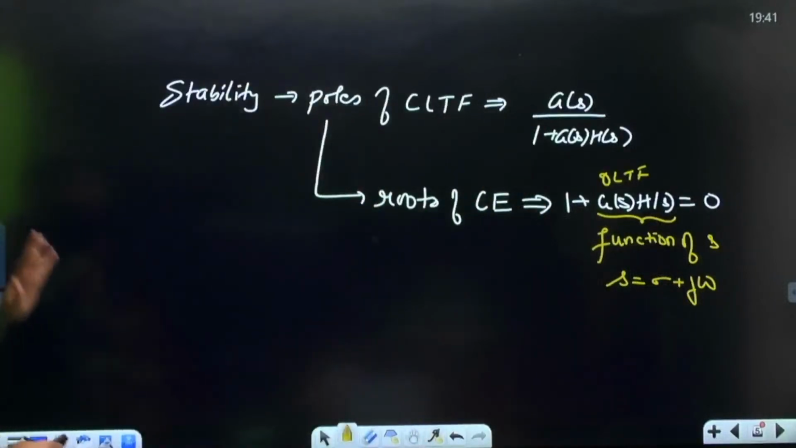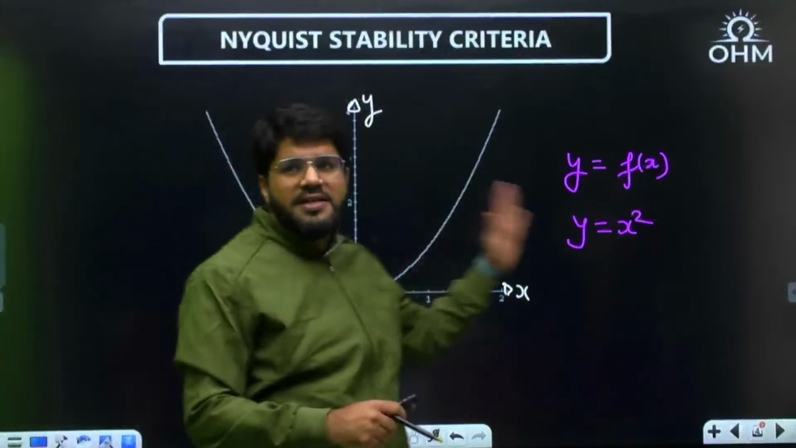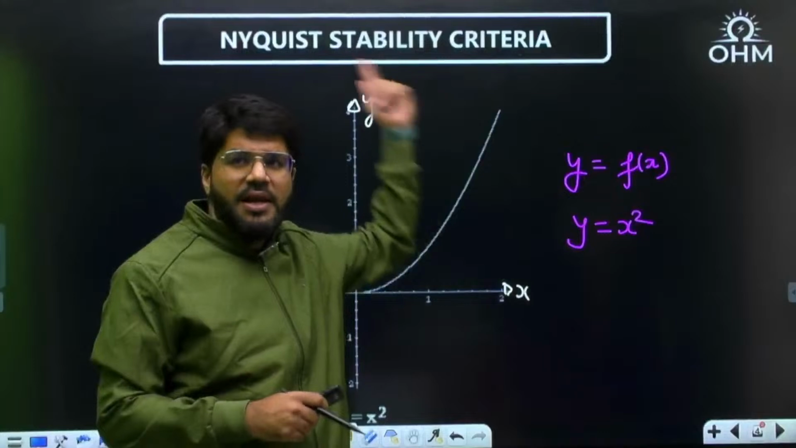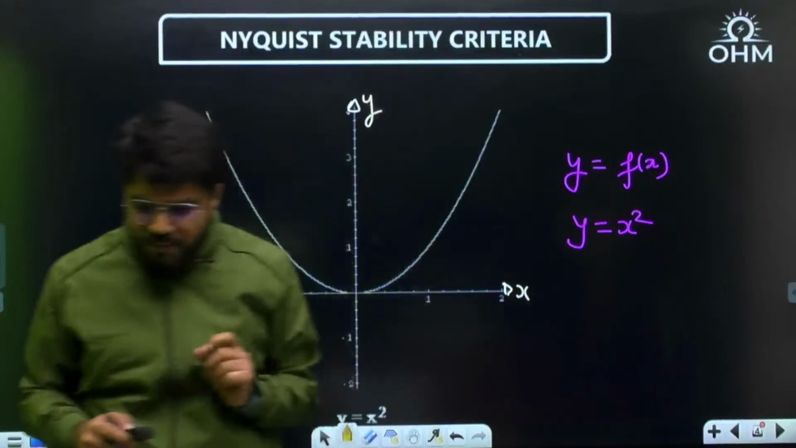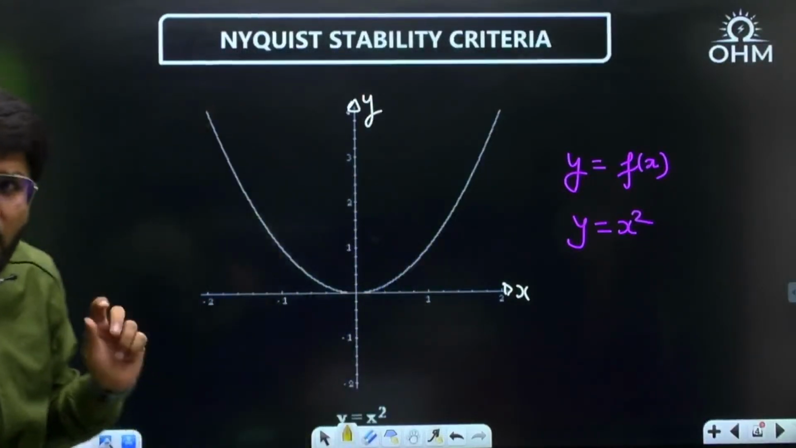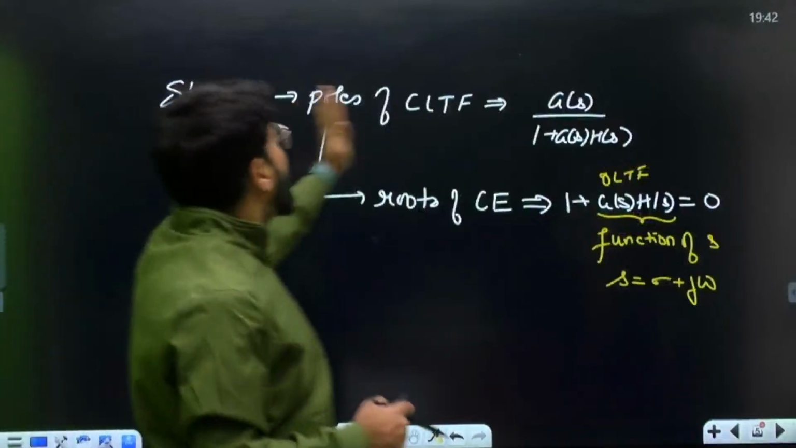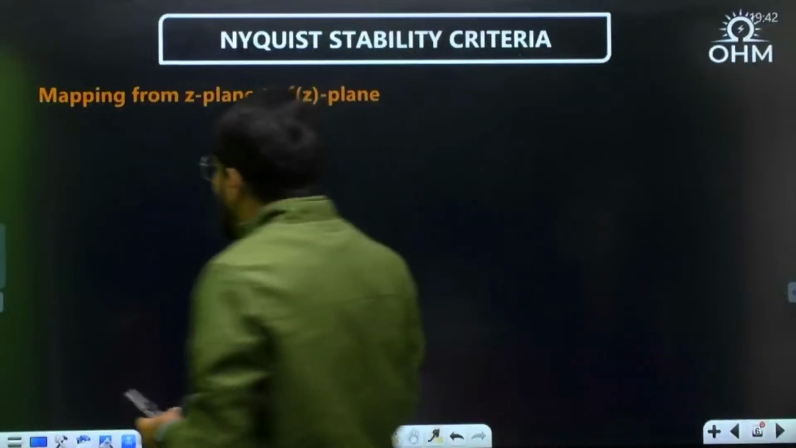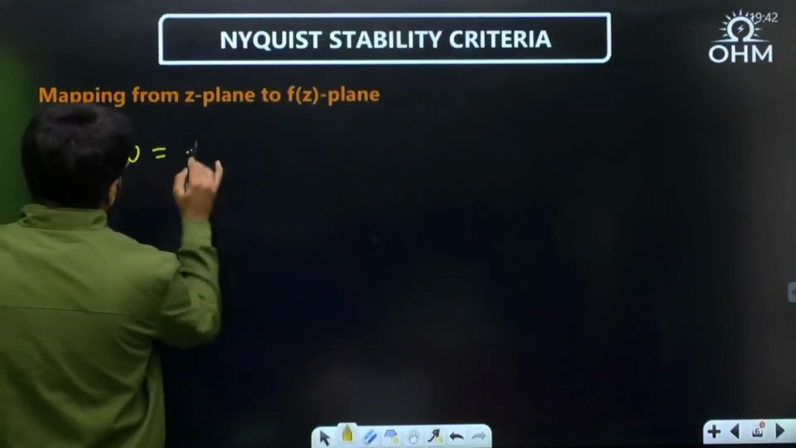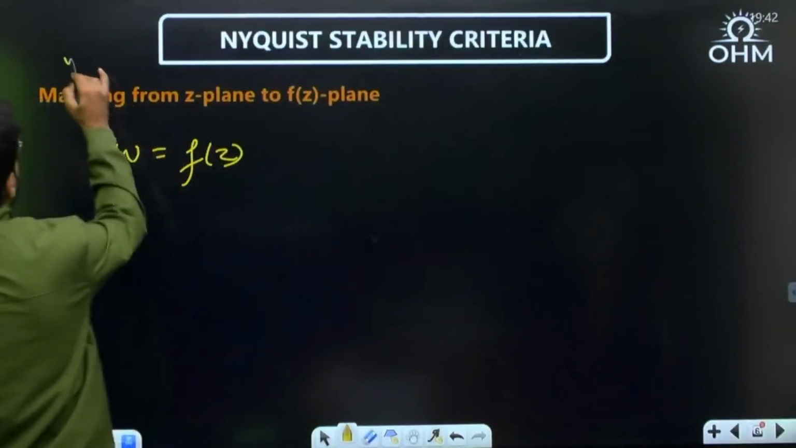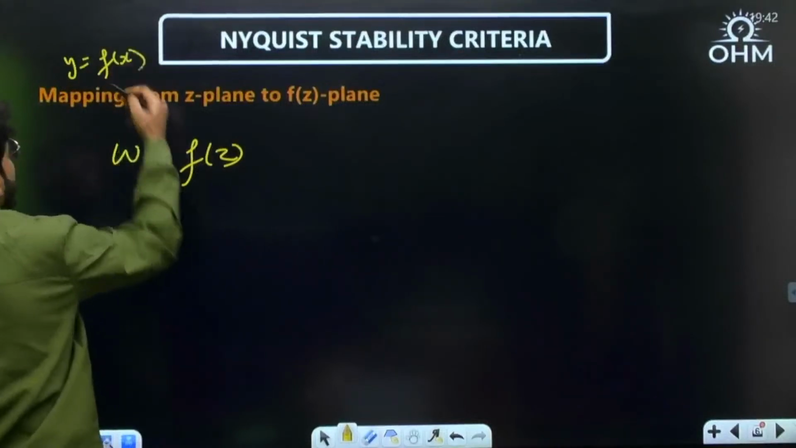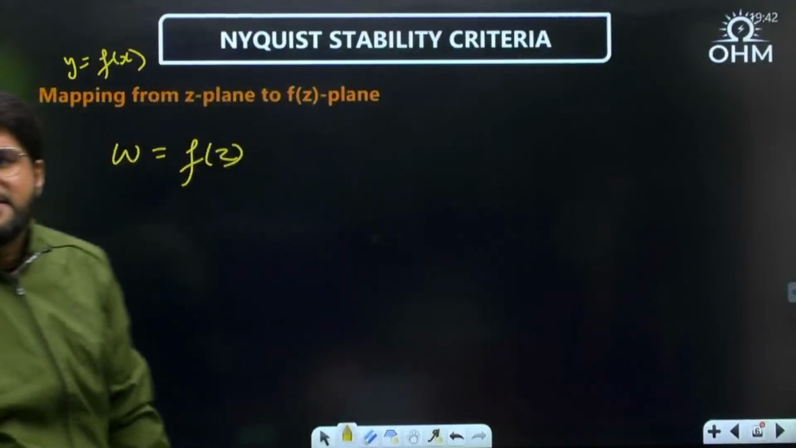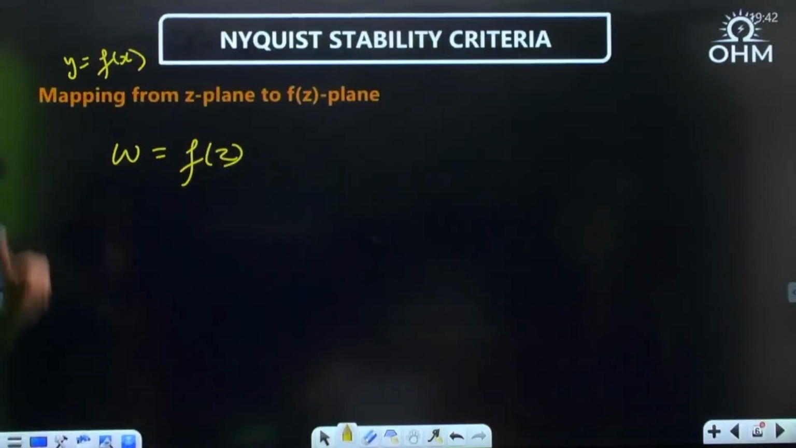Okay, if it is plotting any real function, it's simple. Take a two-dimensional plane, take one of the axes as x, the independent variable, and another axis as y, the dependent variable. But when we talk about plotting any complex function, whether G(s)H(s) or, let's take for an example, some function w, which is a function of z. Like I took y as a function of x, let me define w as a function of z, where z is definitely a complex variable.